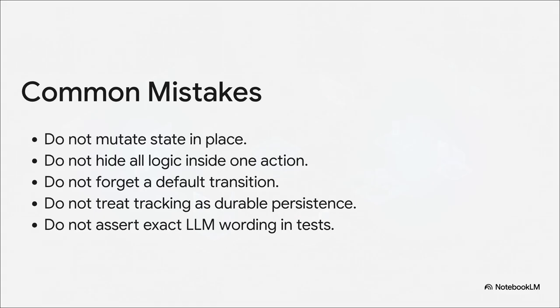Also, never rely on ambiguous state fields for routing. And never forget a default fallback transition, or your app might just deadlock. Finally, don't treat tracking as durable persistence. And please don't write brittle tests that assert exact LLM wording. Use Burr's testing tools to mock outputs and verify deterministic transitions instead.